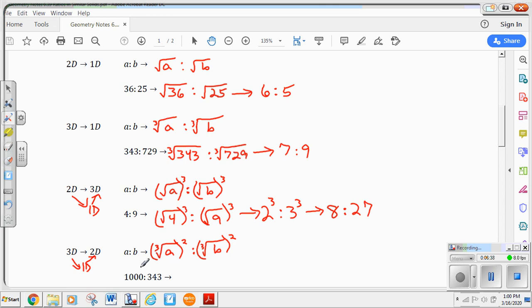A 3-dimensional ratio of 1,000 to 343. To make it 2 dimensions, first we cube root it, then we square it. Cube rooting 1,000 is 10. Cube root of 343 is 7. So we have 10 squared to 7 squared, which is 100 to 49.